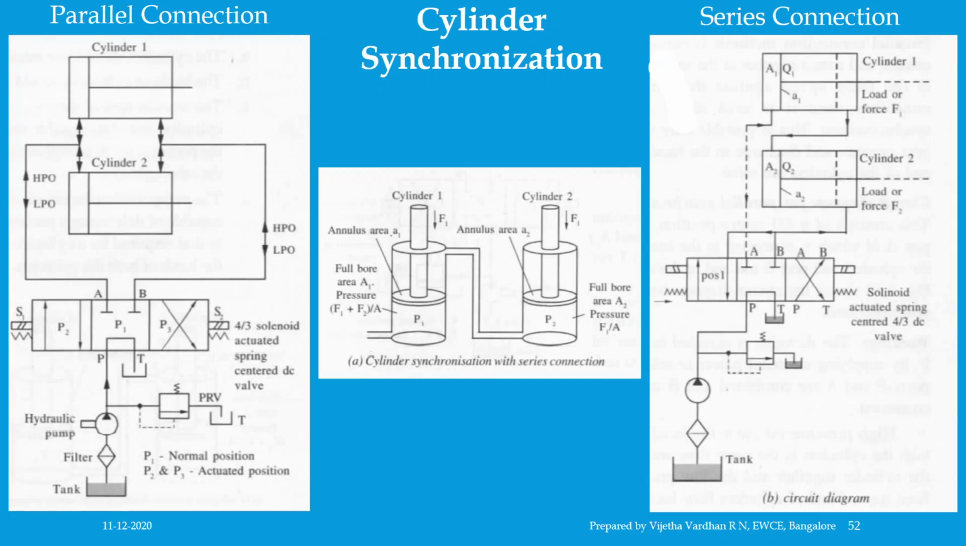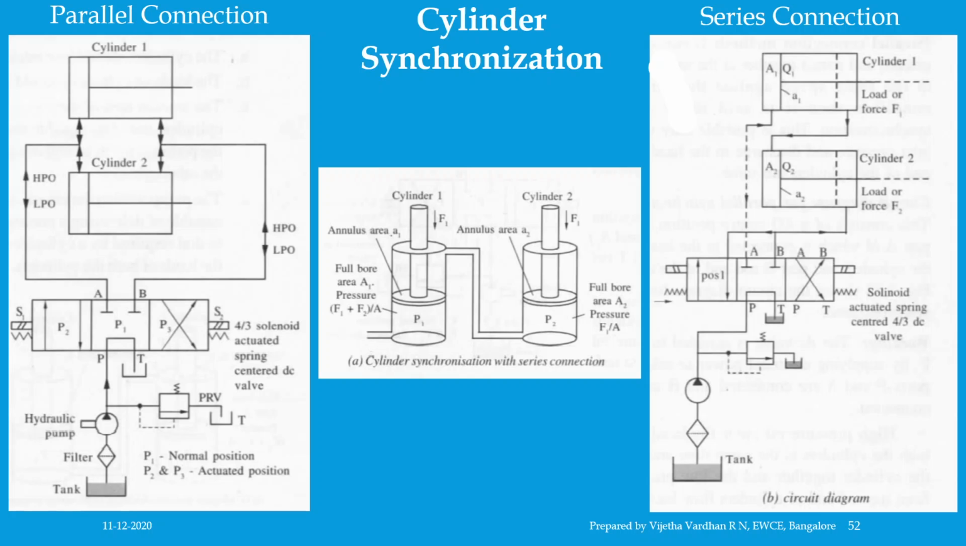And then in position 3, the fluid from the pump is directed to the rod end of cylinder 2 via the directional control valve through the ports B and P, and retracts cylinder 2. The fluid in the head end of cylinder 2 during retraction is diverted to the rod end of cylinder 1, which retracts the cylinder.